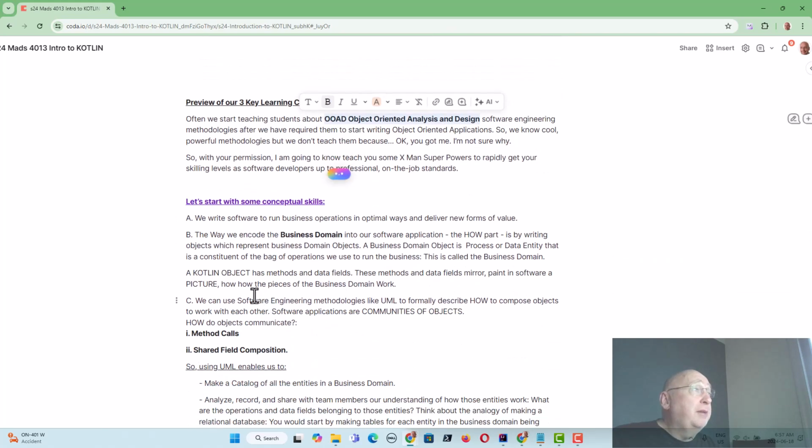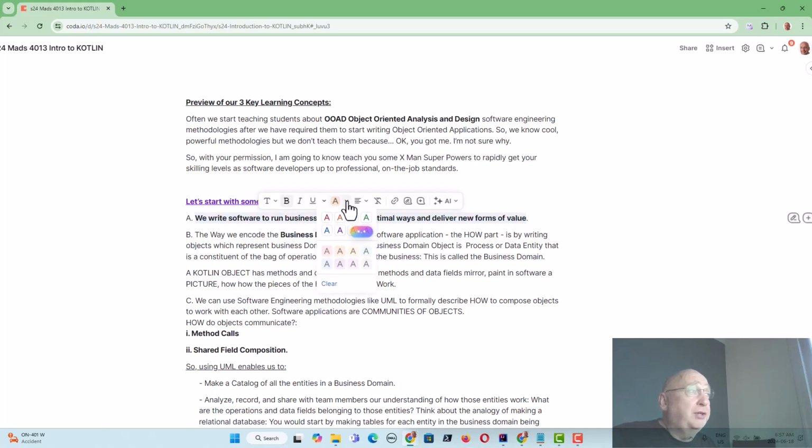Let's start with some conceptual understanding skills. We write software to run business operations and to optimize the operation of the business. And sometimes I give that question on a test, right? I'm not going to for you, but sometimes I do. And you'd be surprised how many students are studying programming and they have never one time asked themselves the question, well, why do we write programs? What's the purpose of it? And that's quite an important question because everything else flows out of that.